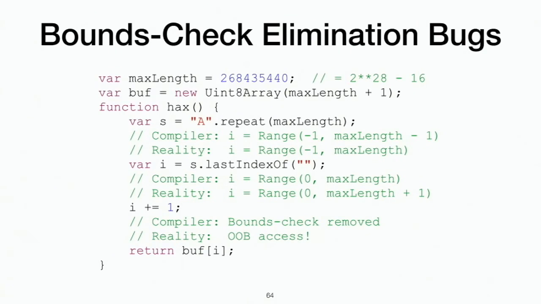So again, the compiler thinks it's between 0 and max length. It can actually be between 0 and max length plus 1. Then you use it for an index into an array of this max length plus 1 size. At that point, the compiler thinks, well, okay, the index is always in bounds. I can just eliminate the bounds check. Reality, we get out of bounds access. And if you play around with it, you can basically get arbitrary out of bounds access.